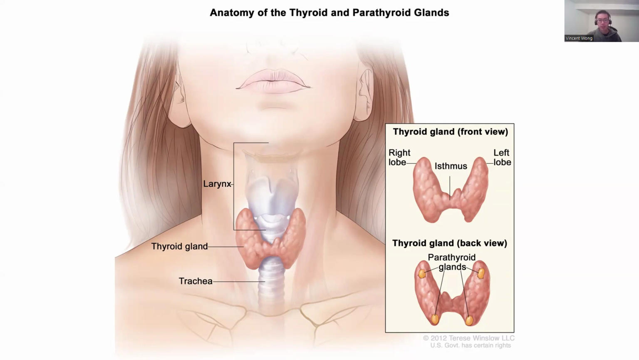So this is just to show you again where the thyroid gland is. That's the front view, and in the back you have the parathyroid. That's your trachea. That's your larynx, right? A little bit below that, that's where the thyroid is going to be.